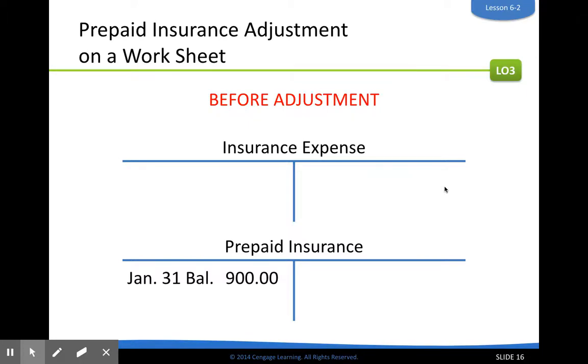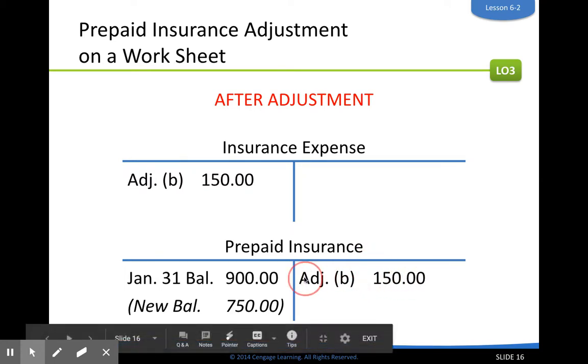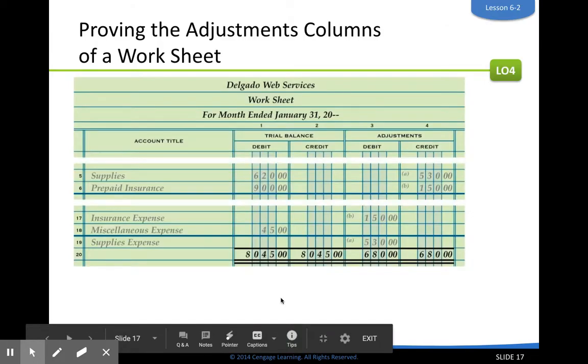So now our balances, before the adjustment, we had nothing in insurance expense. We didn't show that we had had any expense, but we had $900 sitting in our prepaid insurance account. Well, at the end of the month, we only had $750. So we needed to adjust. We used $150 of insurance expense, so we're going to debit insurance expense for $150, credit prepaid insurance so that we lower our balance to accurately show that we only have $700 in prepaid insurance.